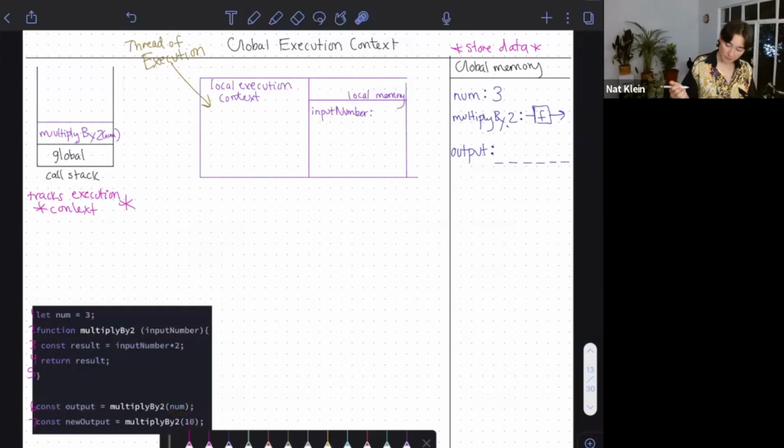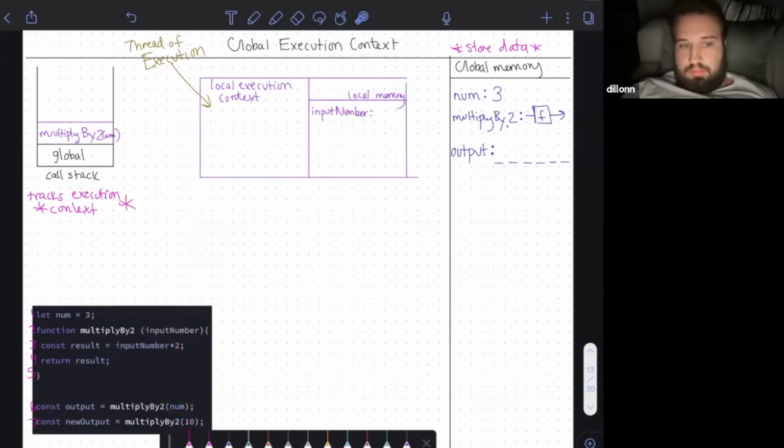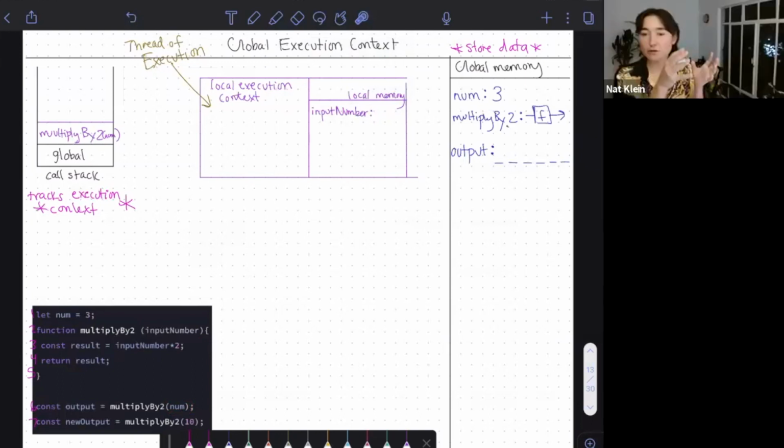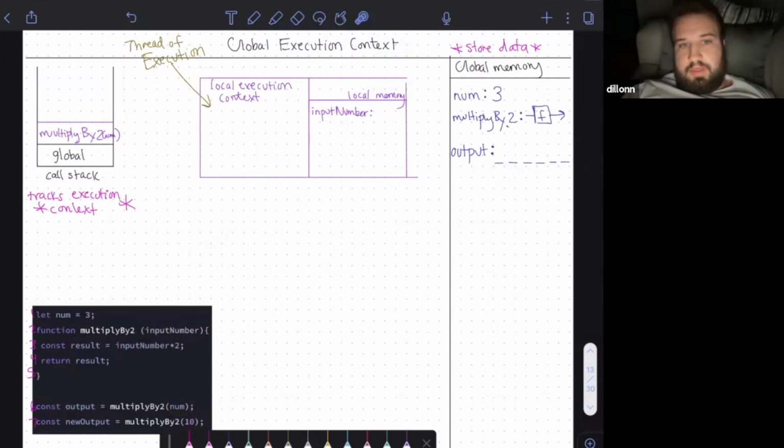So Dylan, you said that inputNumber is going to be assigned the value of num, which is totally correct. And then you said, okay, it's actually going to be the value of 3. Can you walk us through how you knew, where did the interpreter look to find the value of num? How does it know it's 3? Yeah, so it's going to reference our global memory where we assigned the value of 3 to num.